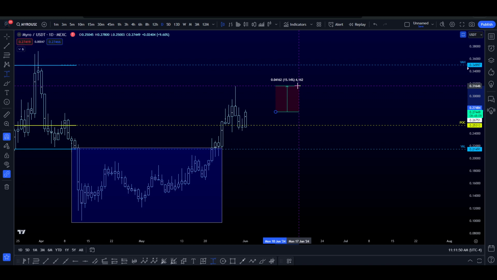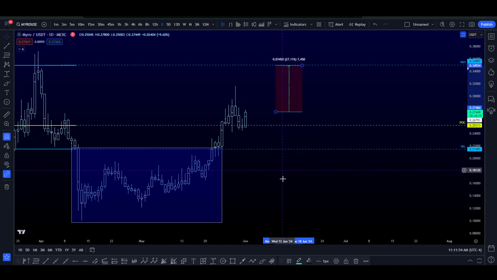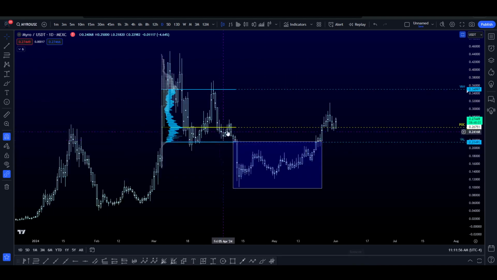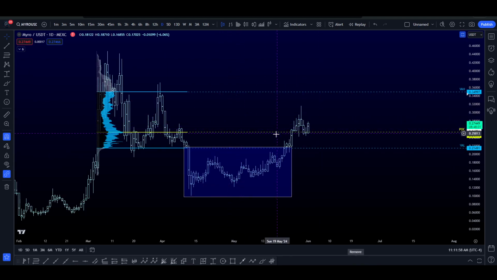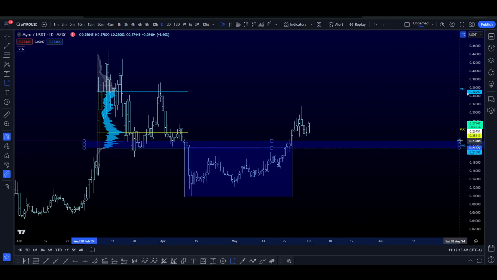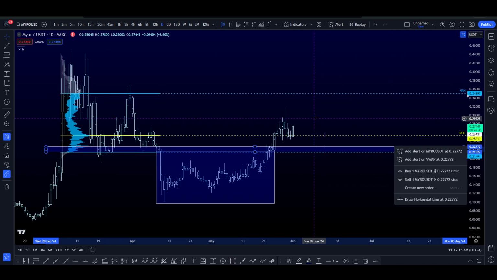And at the very least, after breaking past that, like I said, going to the value area high, which is about 30% away, right? So very bullish right now for MYRO. Doesn't look weak at all. Obviously, the best area to long would be at the lows, which comes in right around here, right? So right around 21 cents. That would be a very nice area to long.